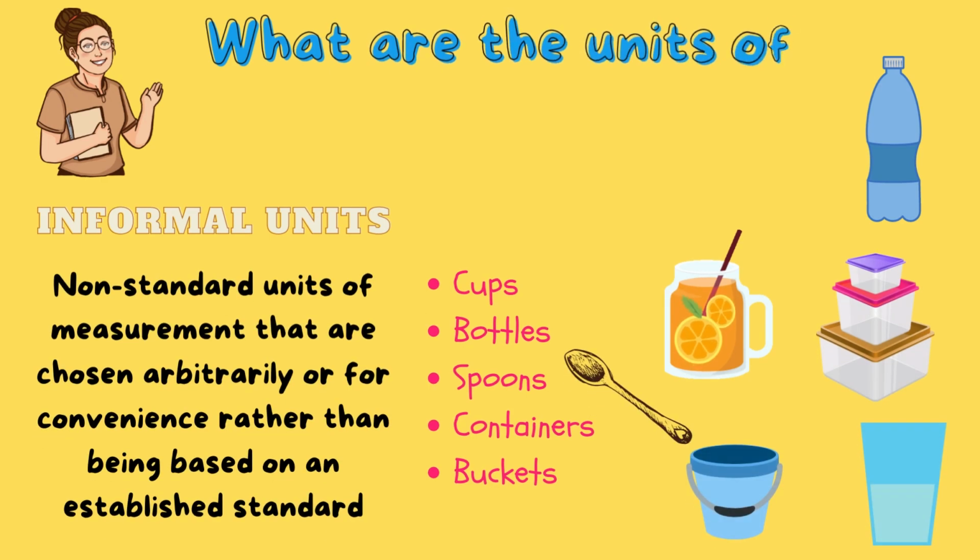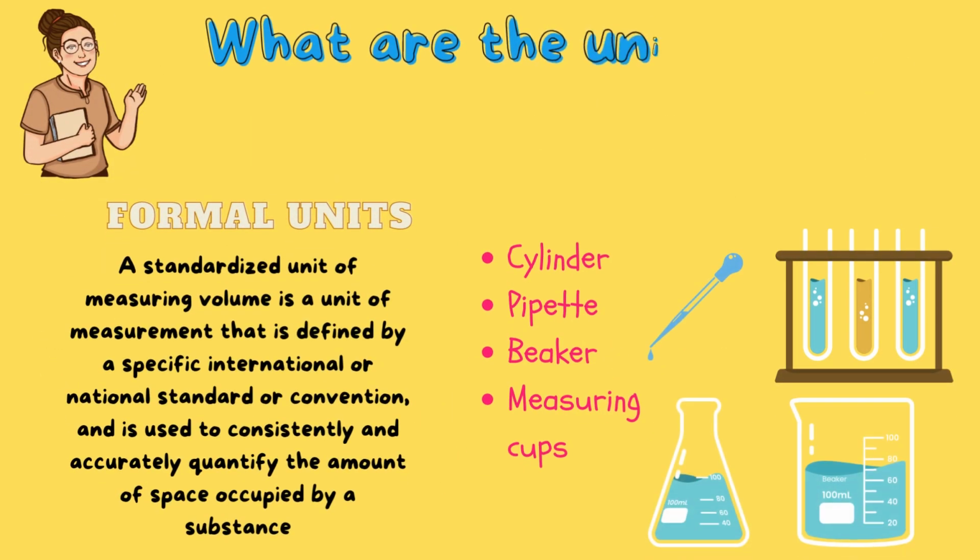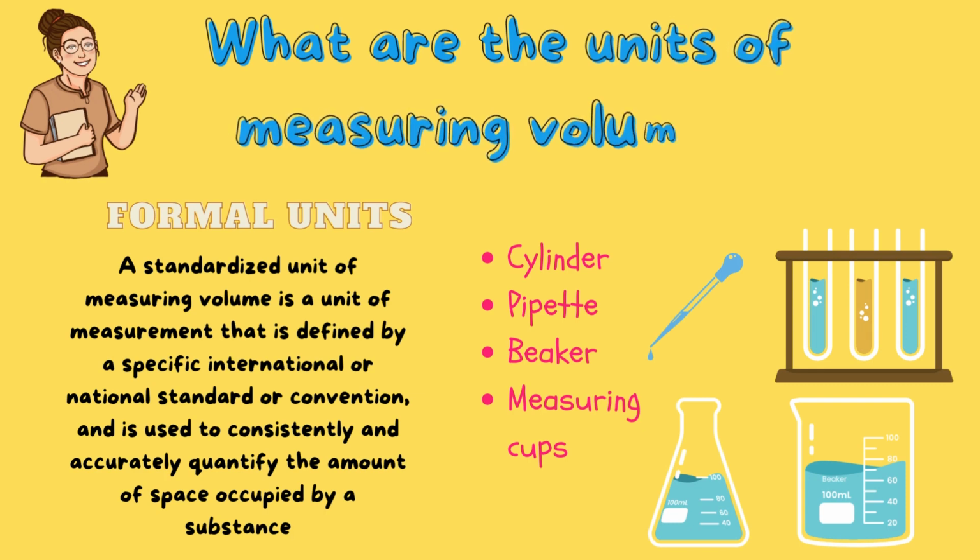Sometimes, we can use things we have around the house to measure the volume of a liquid. We call these informal units of measurement. For example, if we want to know how much water is in a bowl, we can use a spoon to scoop some out and count how many spoons it takes to fill up a cup. Or if we want to pour some juice, we can use a cup to measure how much we need. Let's see some examples.